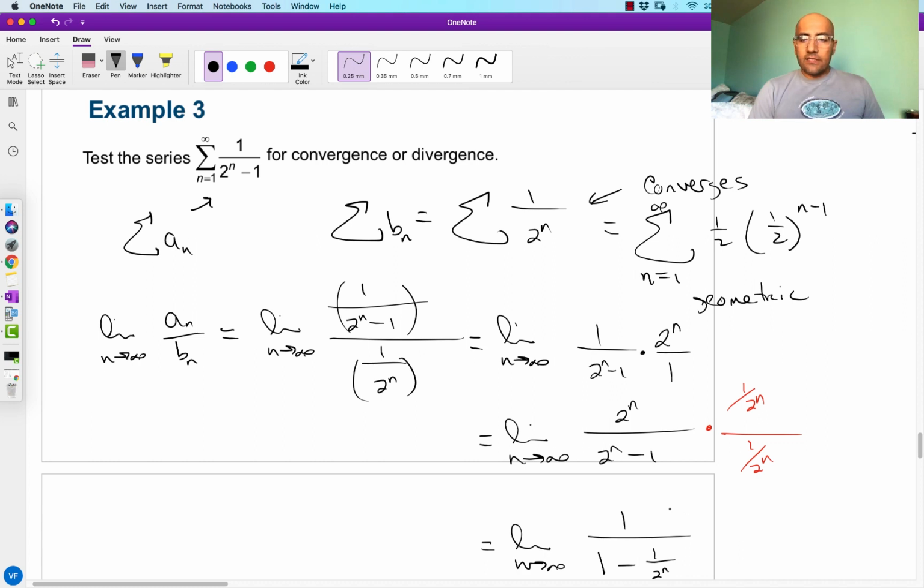Okay, there's probably an easier way we could have gotten to this level, but that's fine. So now when we apply our limit, this will go to 0, and so the whole thing, the limit, equals 1.